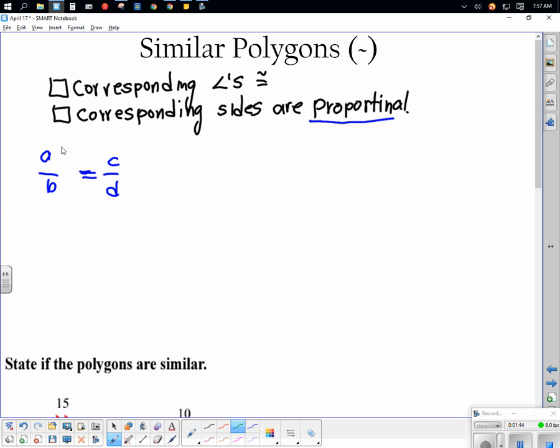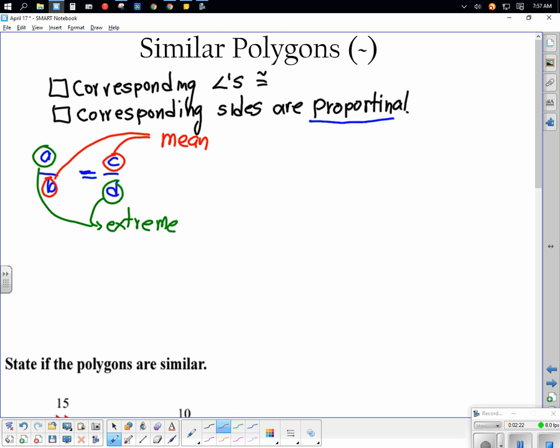Okay, now these two have a special name, and those two are called the extreme values. So if I ask you what are the extreme values of the proportion, the answer will be A and D. Now, these two have a special name too, and these are called the mean values. So if I ask you what are the mean values of the proportion, your answer will be B and C, or C and B. Okay.